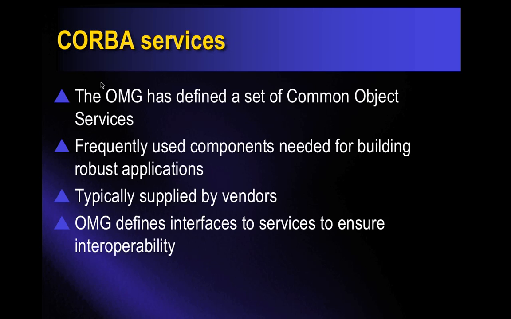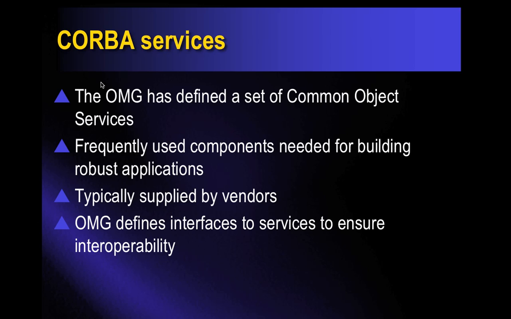In terms of CORBA services, the OMG has defined a set of common object services, and this is a summary of this information. Frequently used components needed for building robust applications. Typically supplied by vendors, with vendor-specific APIs depending upon what application is being made. OMG defines the interfaces to the services to ensure interoperability.